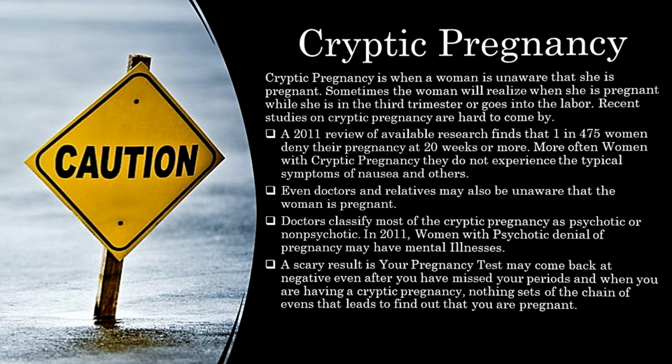Cryptic pregnancy is when a woman is unaware that she is pregnant. Sometimes the woman will realize she is pregnant only while she is in the third trimester or goes into labor. Recent studies on cryptic pregnancy are hard to come by. A 2011 review is available. Research finds that 1 in 475 women deny the pregnancy at 20 weeks or more.